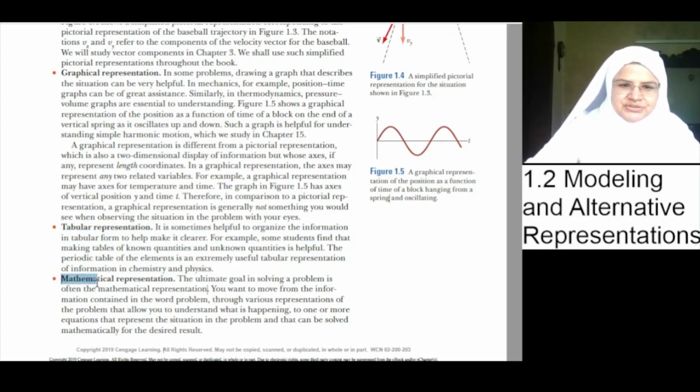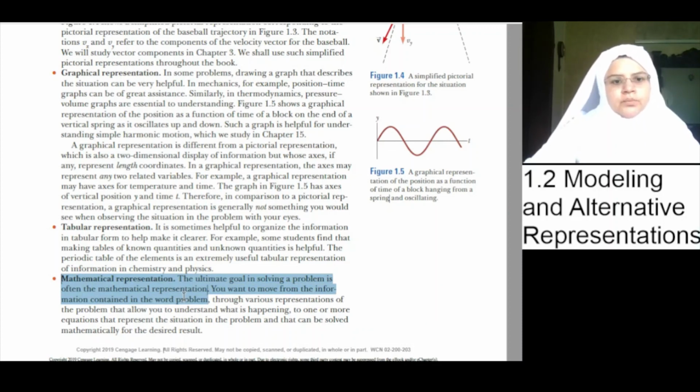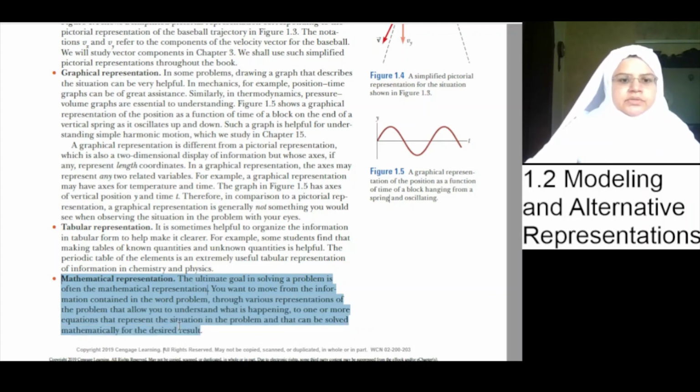Mathematical representation. The ultimate goal in solving a problem is often the mathematical representation. You want to move from the information contained in the word problem through various representations of the problem that allow you to understand what is happening, to one or more equations that represent the situation in the problem and that can be solved mathematically for the desired result.